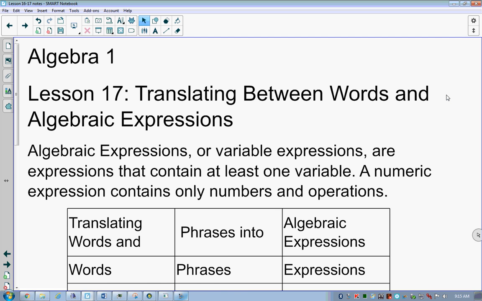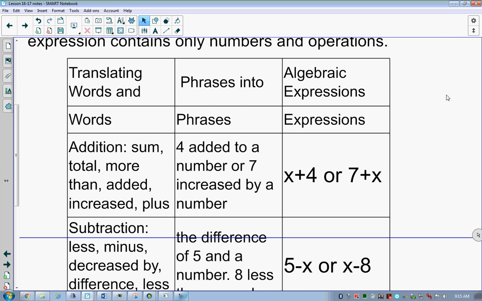So words that we might see used, for instance, if we're talking about addition, we may not say addition. We may use the words the sum of two numbers, the total of two numbers, more than. Okay, means we're going to add to it, added, increased, or plus. 4 added to a number, or 7 increased by a number. Okay. 4 added to a number is x plus 4. A number added to 7, or 7 increased by a number, would be 7 plus x.